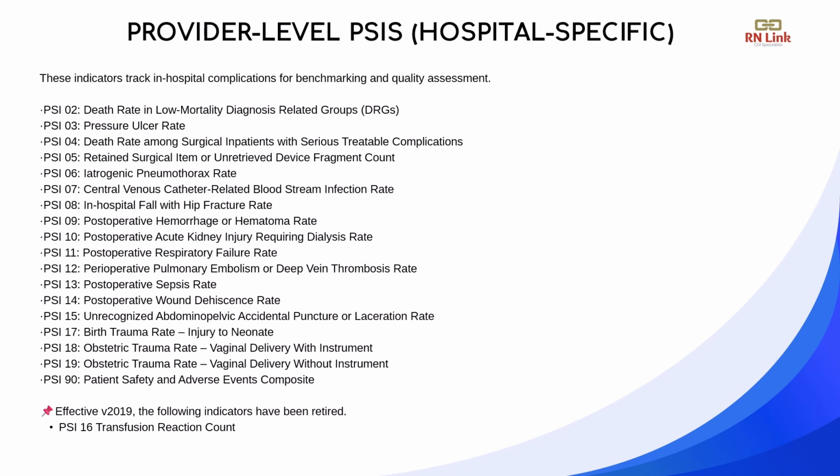PSI 12, perioperative pulmonary embolism or deep vein thrombosis rate. PSI 13, postoperative sepsis rate. PSI 14, postoperative wound dehiscence rate. PSI 15, unrecognized abdominopelvic accidental puncture or laceration rate. PSI 17, birth trauma rate, injury to neonate.